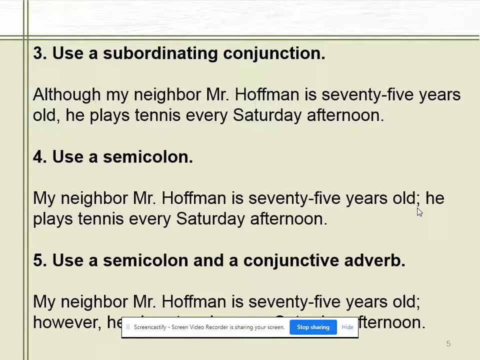Your book will give you a couple of other ways of fixing this. We learned about subordinating conjunctions earlier in the semester. We also learned about conjunctive adverbs, so words like however. Remember, we called those transitional expressions, and you would use those using a semicolon and a comma as well. So those are 5 ways you can fix if you have a run-on sentence or a comma splice in your paper.